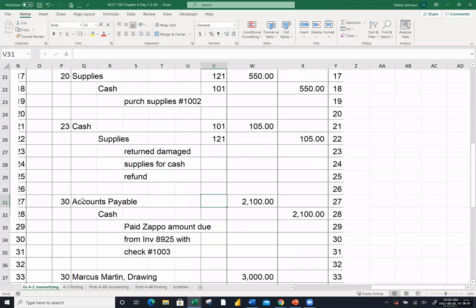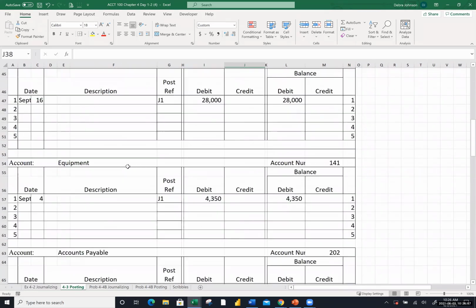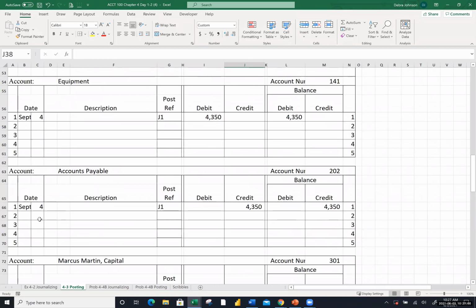Let's go post a debit to accounts payable. So let me go over here, find accounts payables in the 200 series. Okay, here it is. I'm going to date this correctly. It was dated the 30th, I think. Let me go back and look. 30th. Okay, 2100 debit. So accounts payable, September 30th. This is a 2100. I'm really glad Ulysses asked this question.